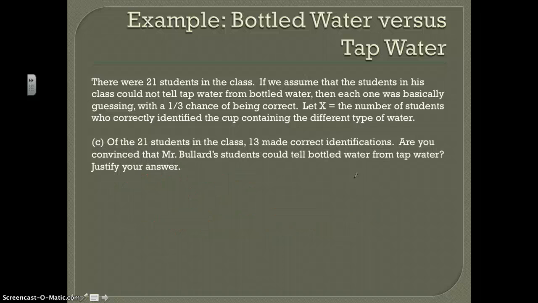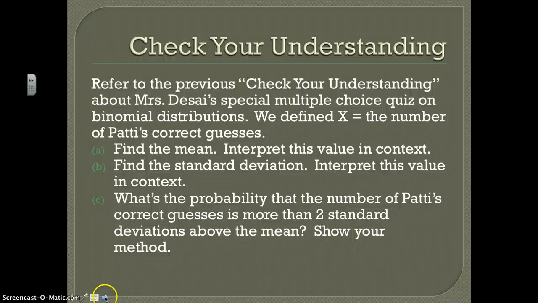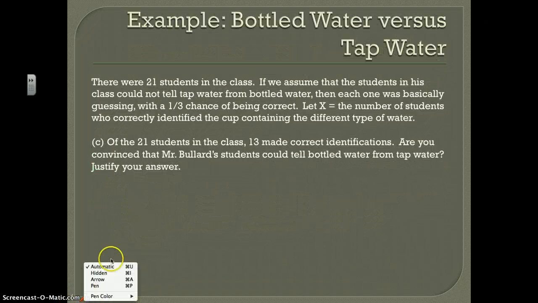Okay, so of the 21 students in the class, 13 made correct identifications. Are you convinced that Mr. Bullard's students could tell bottled water from tap water? We're going to justify our answer. Essentially, we want to know what would be the probability of the number of students correctly identifying being greater than or equal to 13.